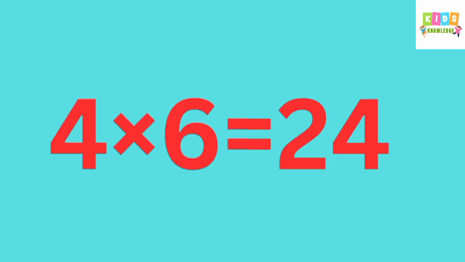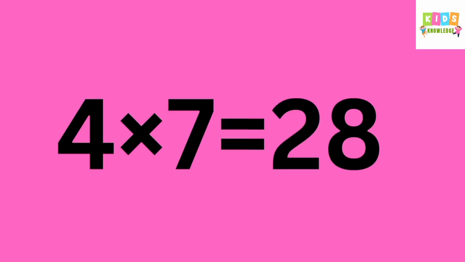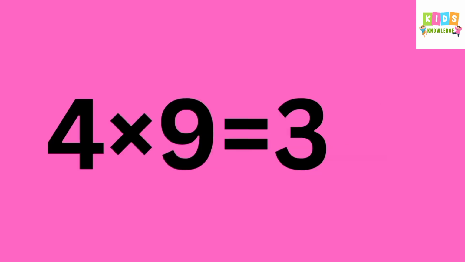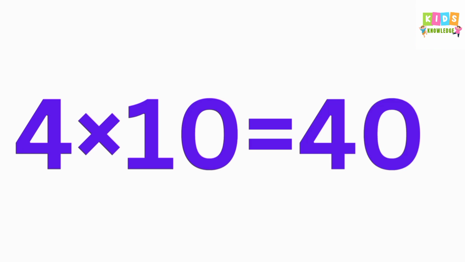4 sixes are 24, 4 sevens are 28, 4 eights are 32, 4 nines are 36, 4 tens are 40.